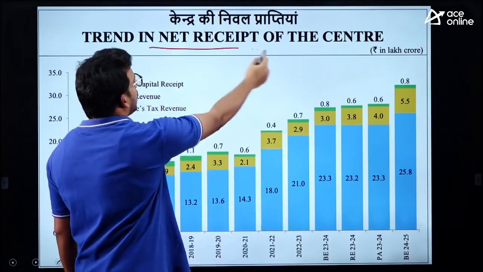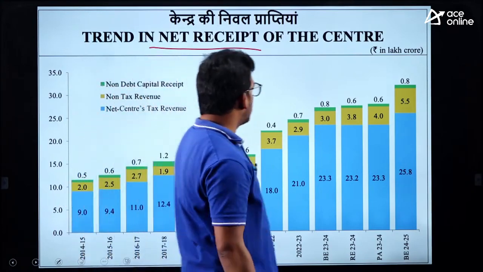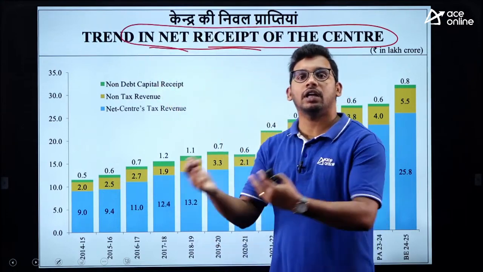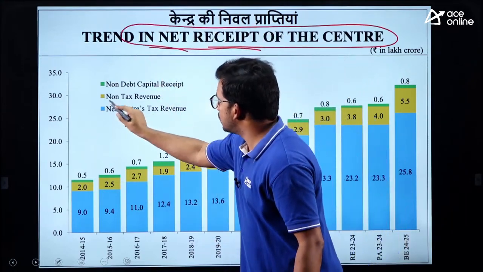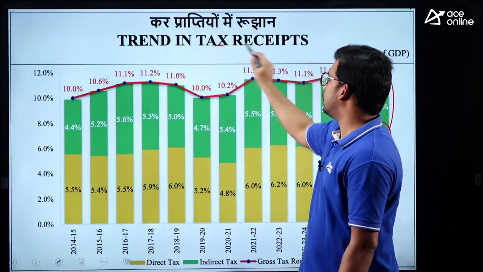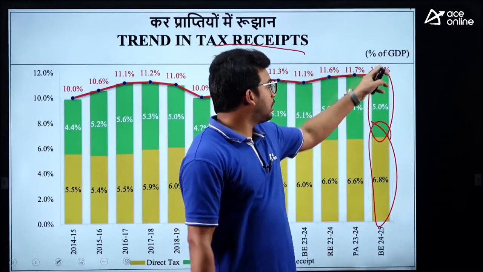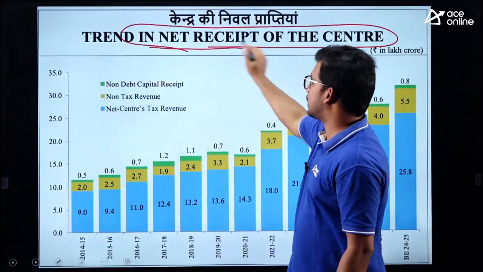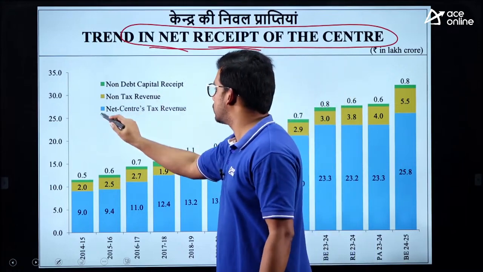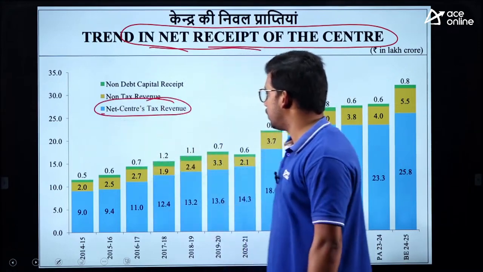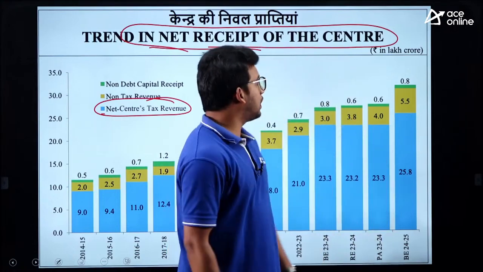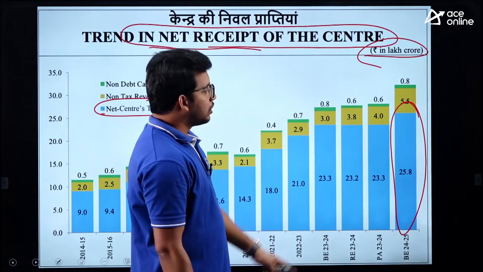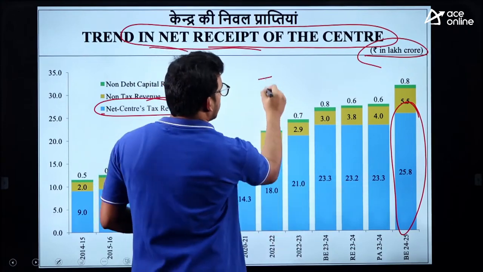Then the trend in net tax receipts of the government. Here are the net receipts of the Centre, what the central government is receiving. First one, tax receipts, we have already seen here, the total is 11.8% of the total GDP, the money that the government gets from taxes. These are net non-tax ones, right. Net tax is also given anyway. The total tax revenue that the government is getting in terms of lakh crore is 25.8. This is the total tax receipts.